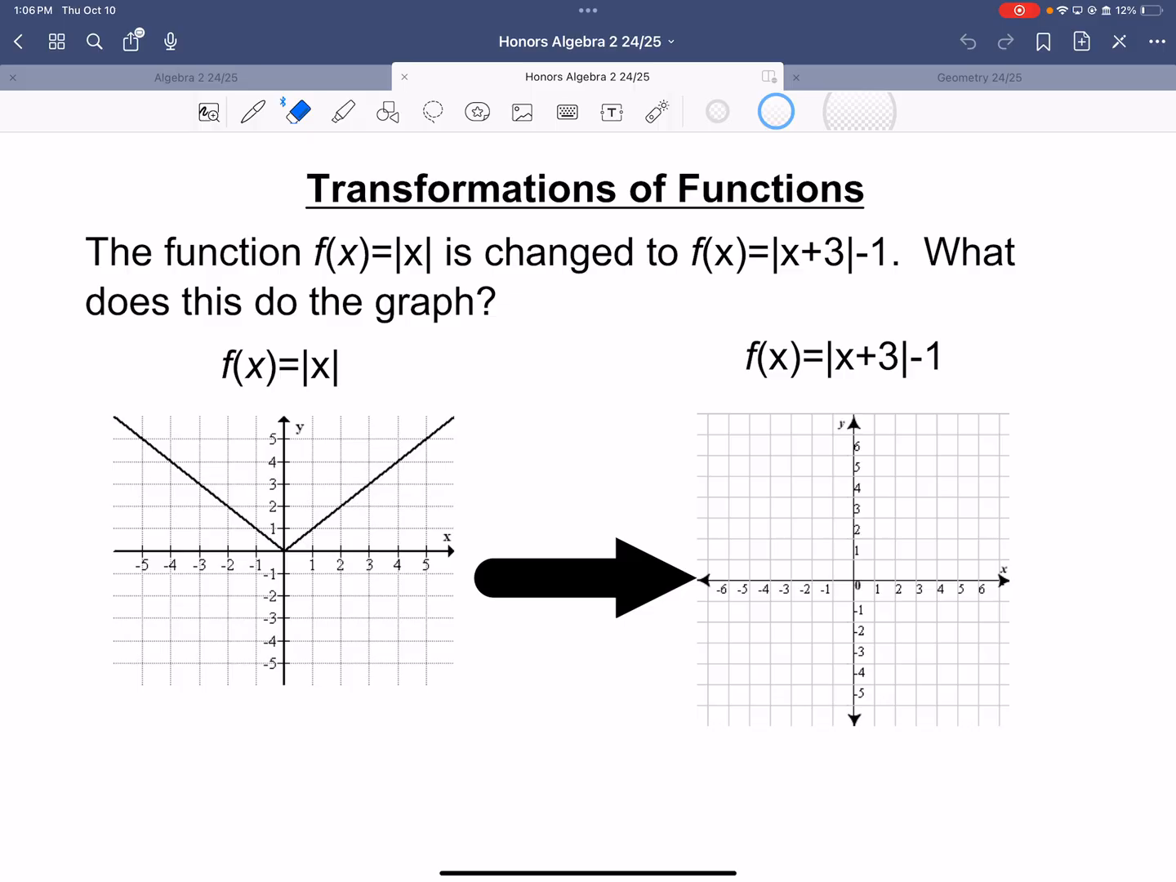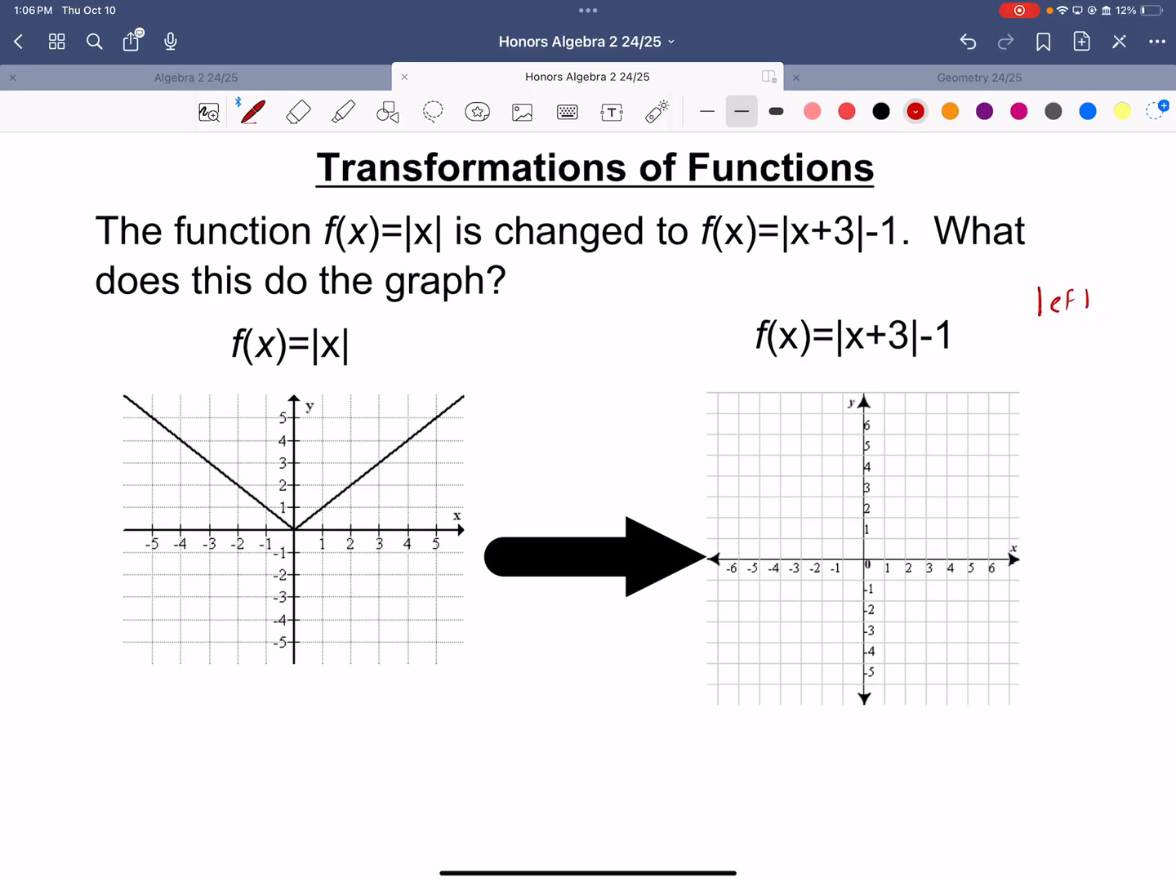It's going what? Left 3 and down 1. So what does that mean? Left 3 means my x value is now negative 3. Down 1, my new y value is negative 1. So that's where my graph has to go. And what's the shape? It's a V.